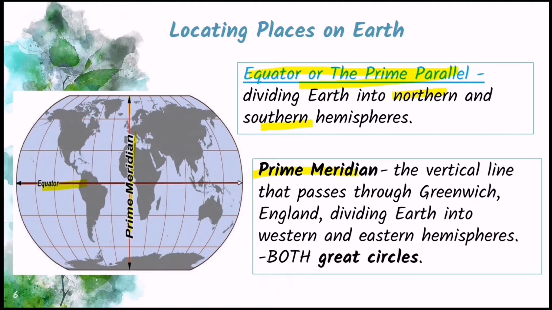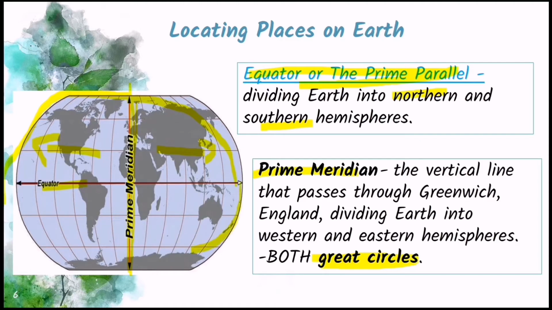Kaning prime meridian, kaning sa tunga, kaning vertical line that passes through Greenwich in England, dividing the Earth into western and eastern hemisphere. So, kani siya, para ma-locate nato kung asa ang east o ang west. So, mao siya iyang purpose. So, kaning both, kaning prime meridian and the equator, both create a great circle. Diba? Makabuhat na din ta og circle tungod ani nga line.